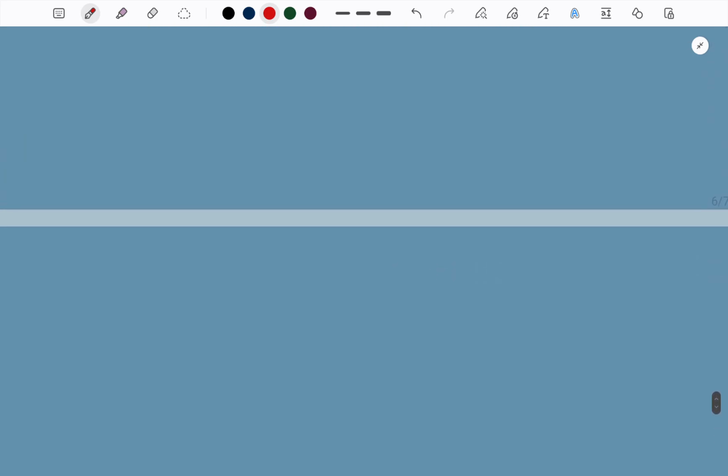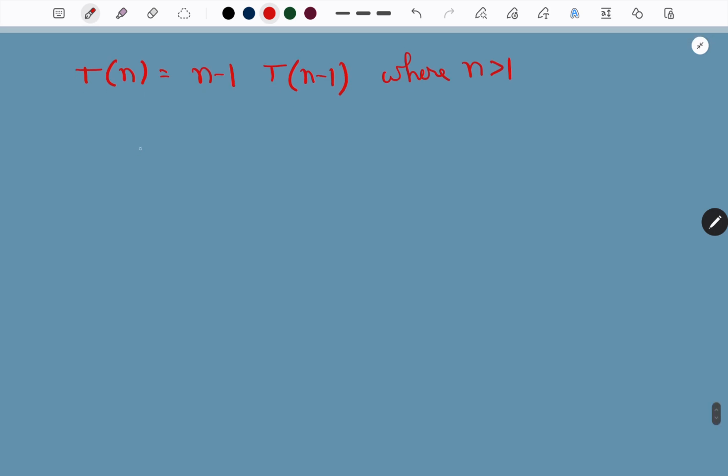Now another part of it: gamma of n can also be written as n minus 1 into gamma of n minus 1, where n is greater than 1. How is it possible? Again it comes from the definition itself of the gamma function. So gamma of n is integral from 0 to infinity of e to the power minus x, x to the power n minus 1 dx, and hence it can be integrated as x to the power n minus 1 times e to the power minus x divided by minus 1, which ranges from 0 to infinity.